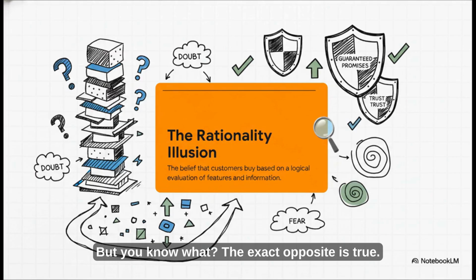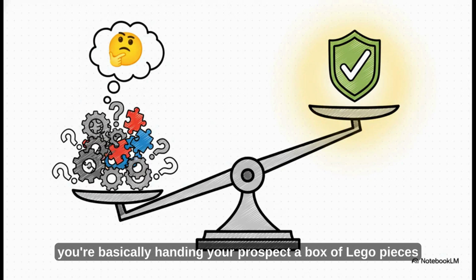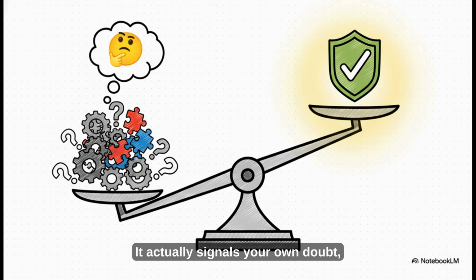But you know what? The exact opposite is true. More information doesn't create clarity. It usually just creates more doubt, more questions, and more little cracks for fear to seep in. And this right here is the heart of the whole thing. When you sell with information, you're basically handing your prospect a box of Lego pieces and saying, "Here, you figure out how to build success." It actually signals your own doubt, and it creates a world of maybe. And let me tell you, in today's market, maybe is an absolute killer.